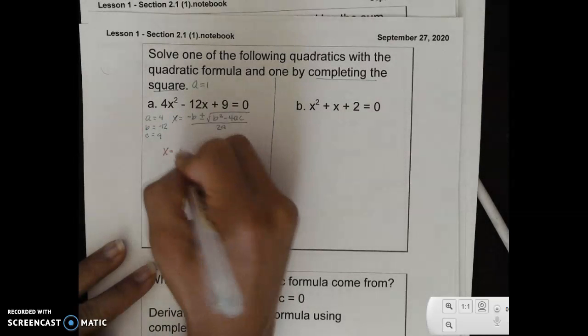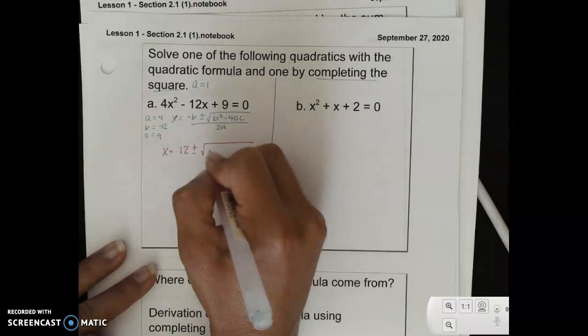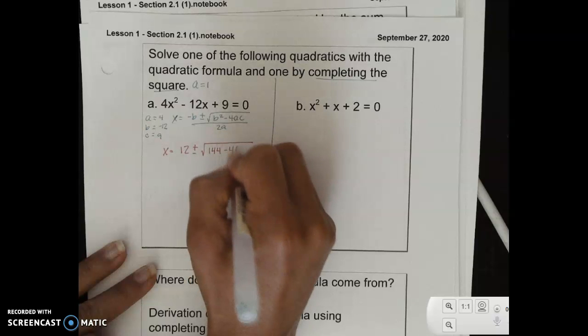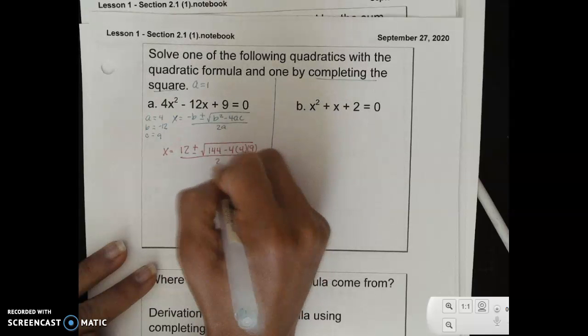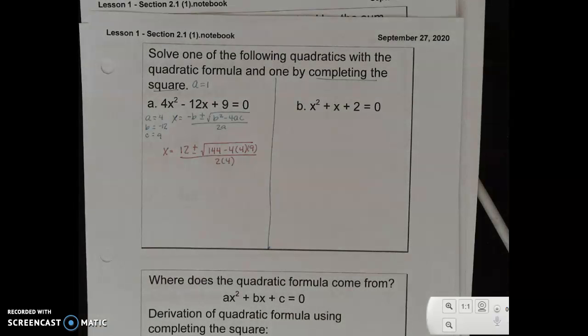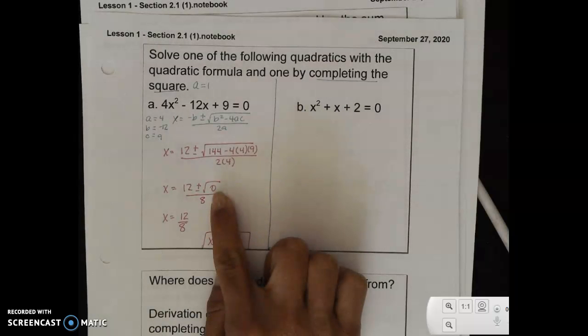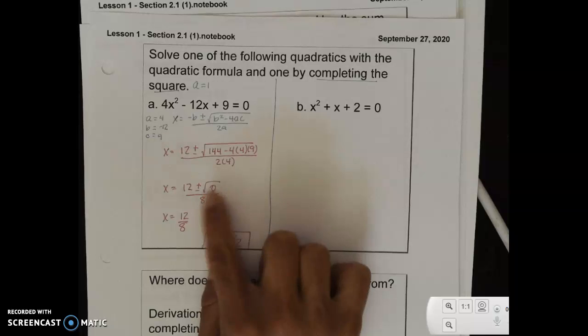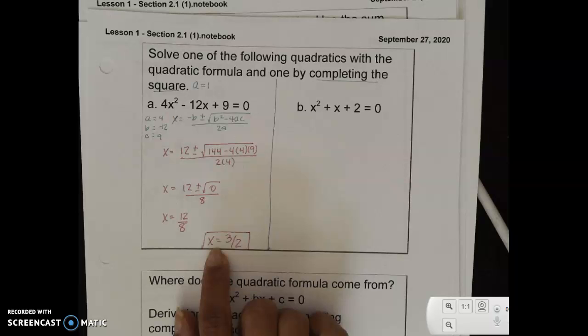So x equals the opposite of b, plus or minus root b squared, so negative 12 squared is 144, minus 4 times 4 times 9, all over 2 times 4. I want you to take a minute and try to simplify that on your own. Okay guys, so it ends up simplifying to 0 underneath the radical. So this one is really nice because this radical just ends up going away and leaving me with 12 over 8. And so my final answer for this quadratic is 3/2.